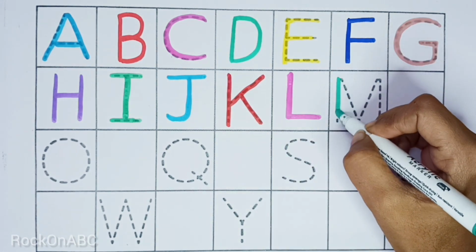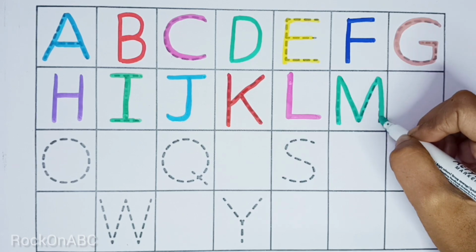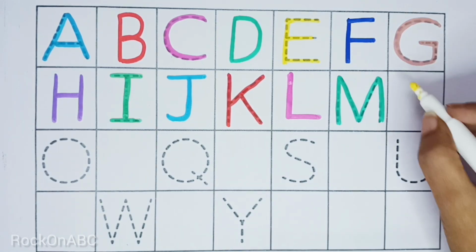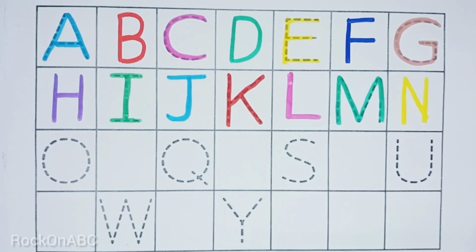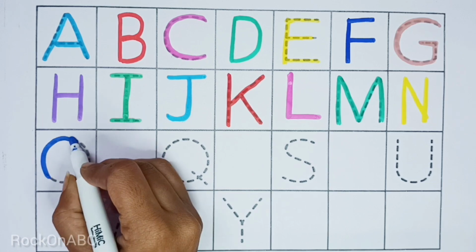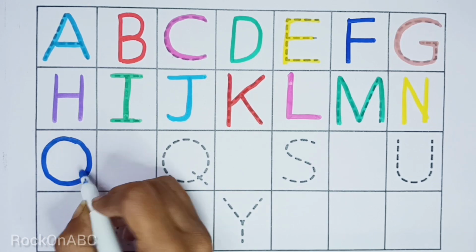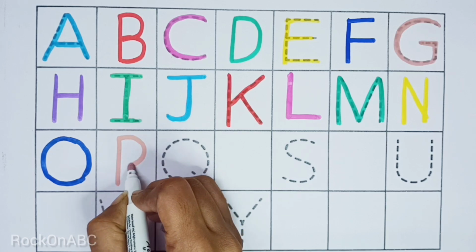Grass green color M. M for mango. Yellow color N. N for nest. Navy blue color O. O for orange. Brown color P. P for papaya.